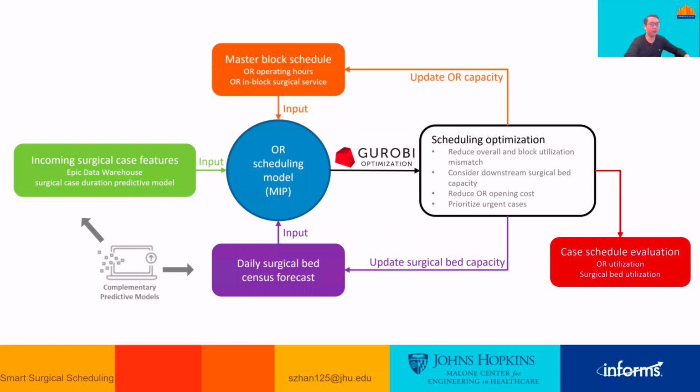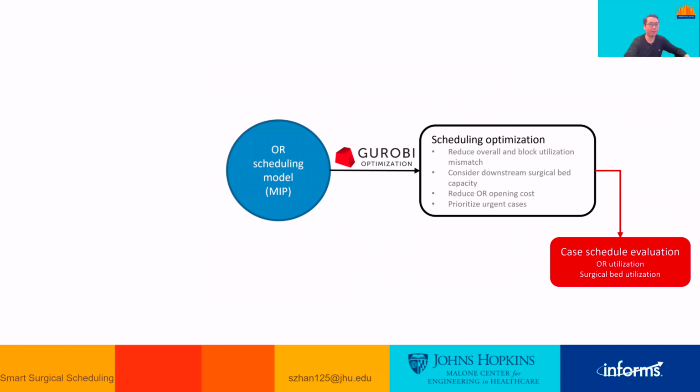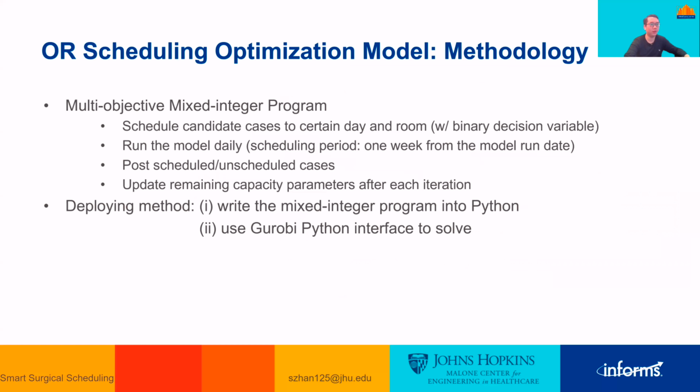After going through all the input modules in the framework, I'm going to talk about the backbone of this tool, which is the OR scheduling model. The scheduling model is formulated as a multi-objective mixed integer program, which can schedule candidate cases to certain day and room using binary decision variables. We run the model daily, and the scheduling period is 1 week from the model run date. Since we do not schedule cases during weekend, the actual scheduling period is 5 days.